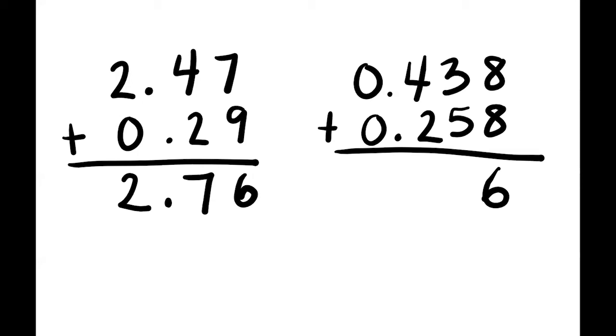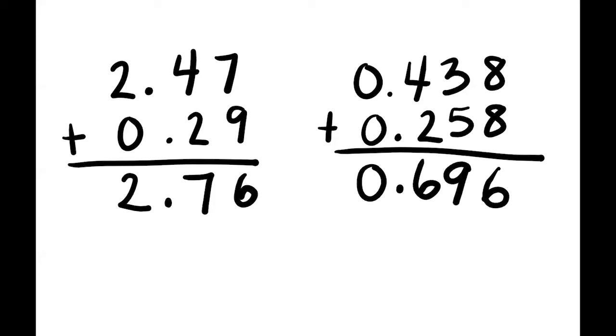In the hundredths place, we have 3 plus 5, that's 8, plus the 1 in our head makes 9. Nothing to carry over this time, nothing to trade in. So we can look at our tenths place where we have 4 plus 2, that is 6. Bring down the decimal point, and in our units place, we have 0.